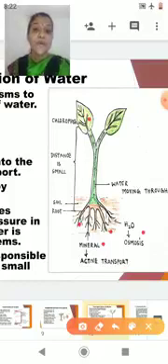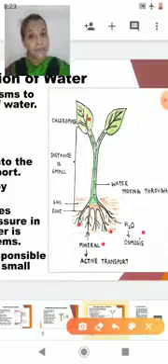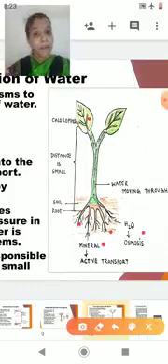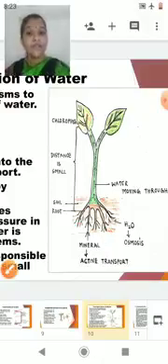When these two processes are taking place, there is a development of a positive pressure called root pressure inside the root. And this root pressure will help in pumping the water into the stem. But root pressure can pump the water only to a limited height. So the root pressure is possible for pumping the water only in case of small plants. Is it clear to you, students?